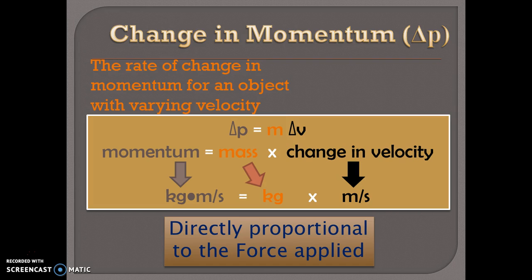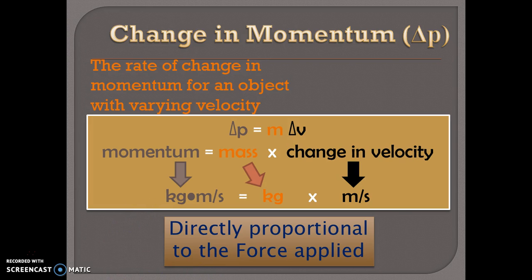Go ahead and flip your page on your note helper, and let's continue with our next definition for change in momentum. The symbol would be delta, meaning change, as we've seen before, followed by the lowercase p for momentum. Definition is, it's the rate of change in momentum for an object with varying velocity.